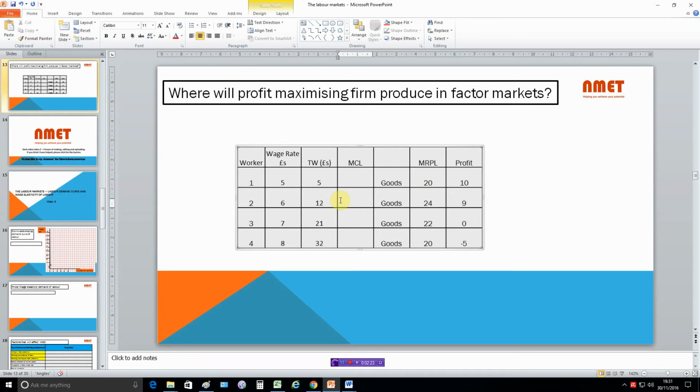for the second worker would be £7, then £9. 21 less 12, and then 32 less 21 is £9. Now, what the firm does is, when they employ these additional workers, they're manufacturing products.